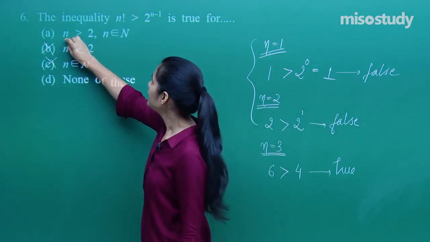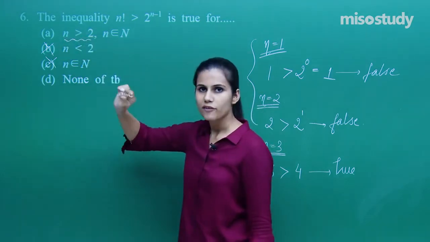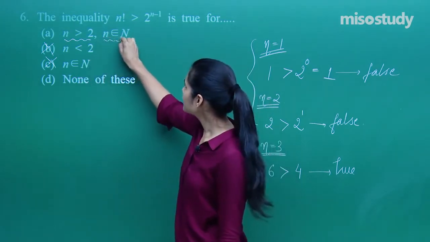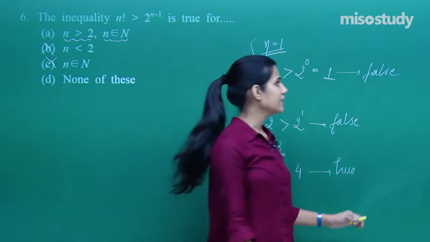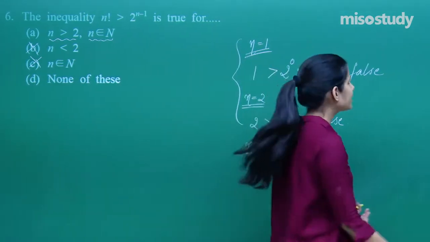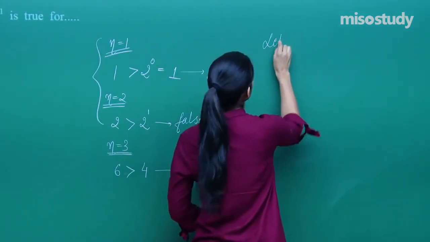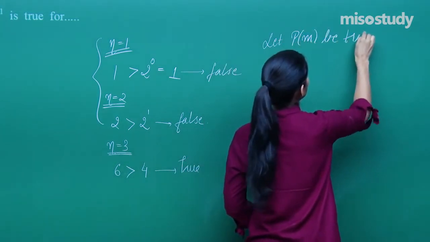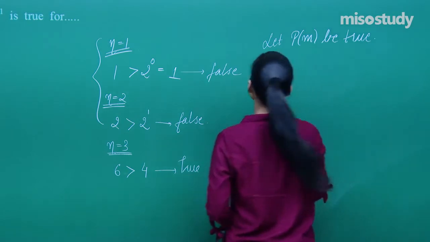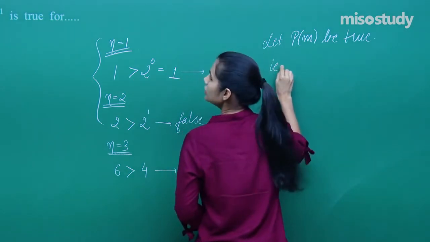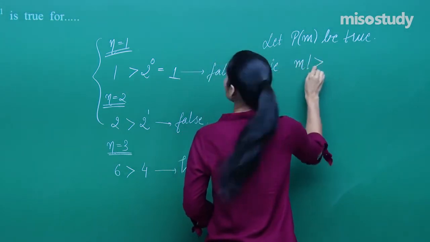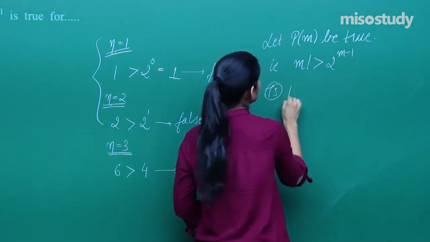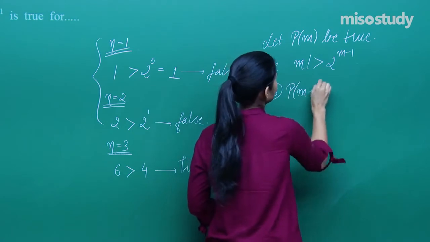This can be true. Till here we have obtained somehow for n equals 3 it is true, for n equals 4 it will also be true, but whether it's true for every natural number or not, we have to check that. We apply the very principle of mathematical induction. Let P of m be true, that is m factorial be greater than 2 to the power m minus 1. I have to show P of m plus 1 is true.